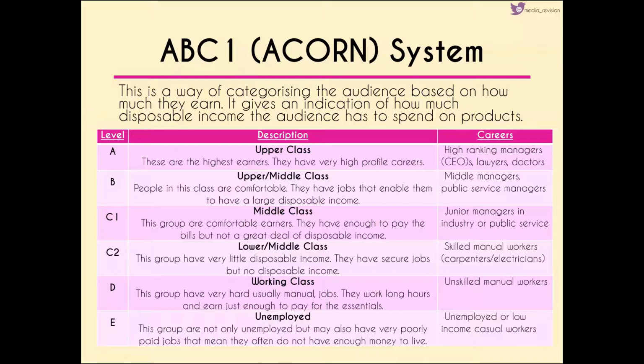So what this does is it breaks the audience down into categories depending on how much they earn. So it gives an indication to us, to companies, of what sort of disposable income that audience has to spend on products. So we go from A all the way through to E, with that C category being split into C1 and C2 because they tend to be the large or main audience that the population seems to make up.